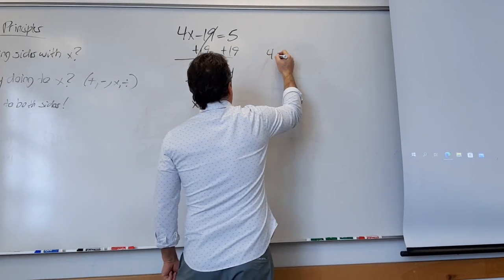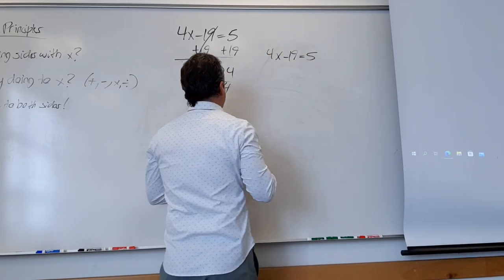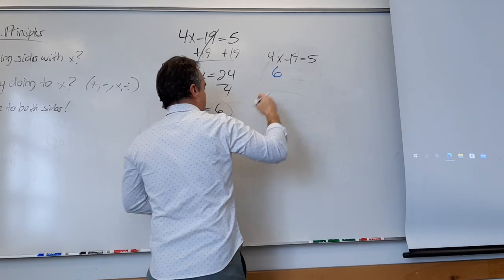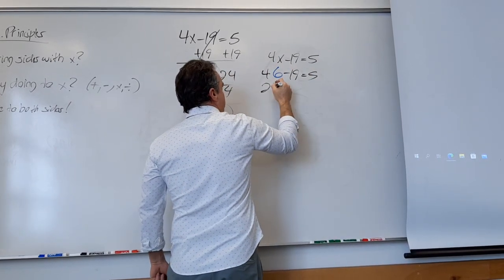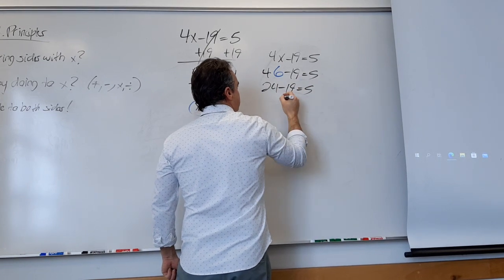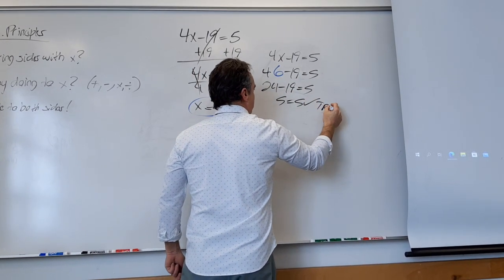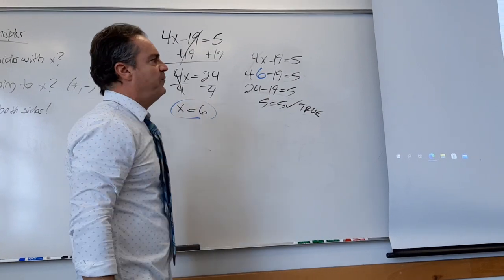We go to check this answer. We have 4x minus 19 equals 5. Where there is an x, we will put in a 6. And we get 4 times 6 minus 19 equals 5. 4 times 6 is 24. 24 minus 19 does equal 5. 5 equals 5. Check, that is true. The answer is correct. Last and final one.